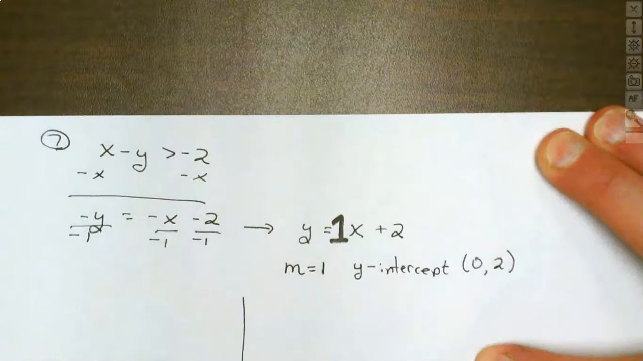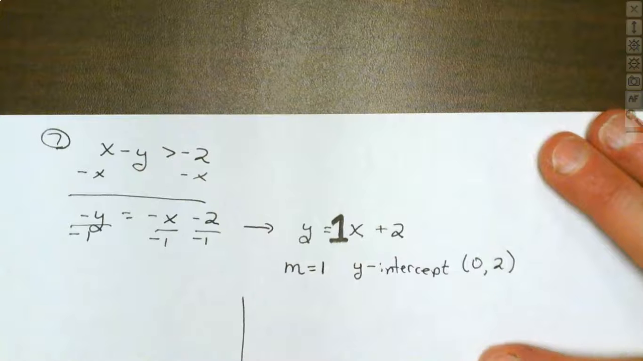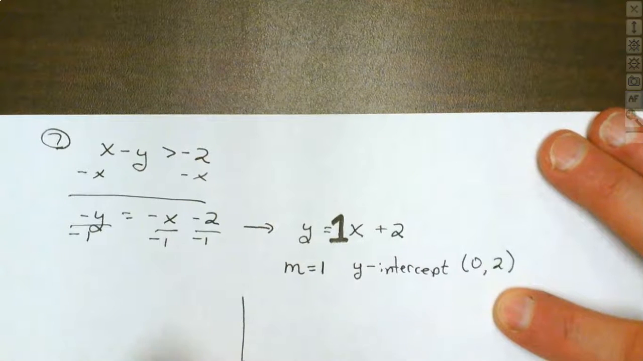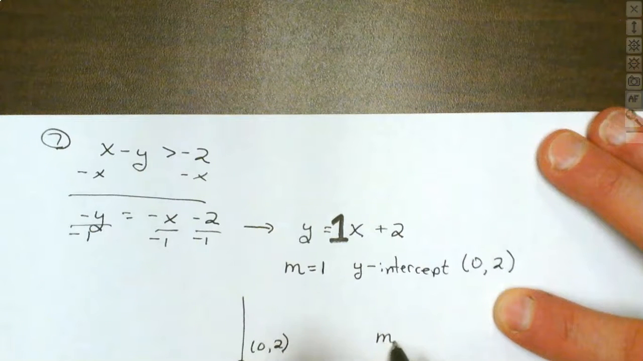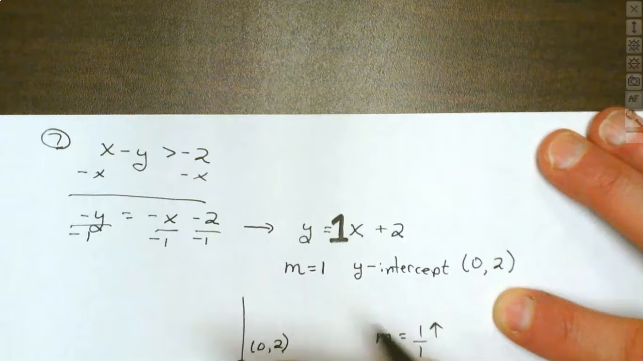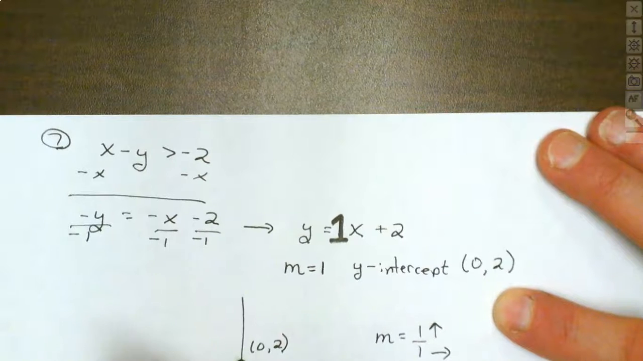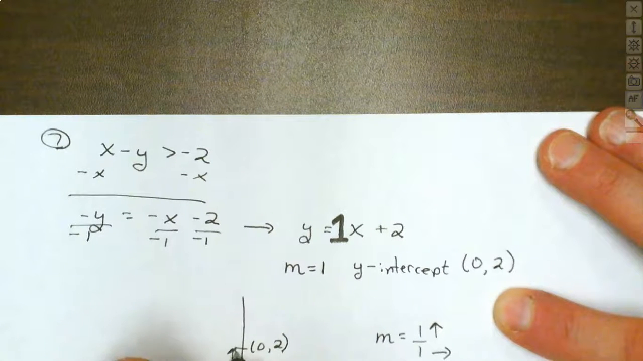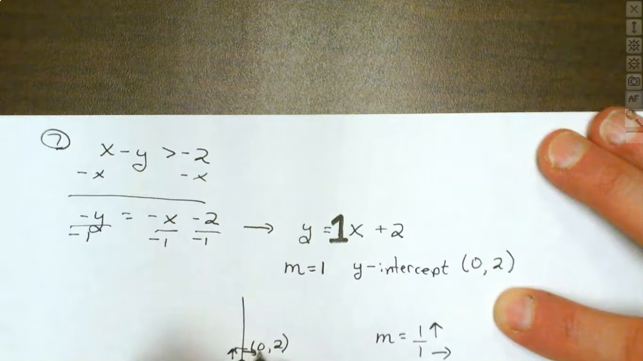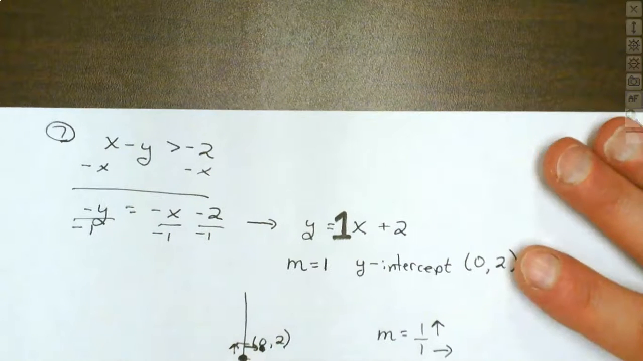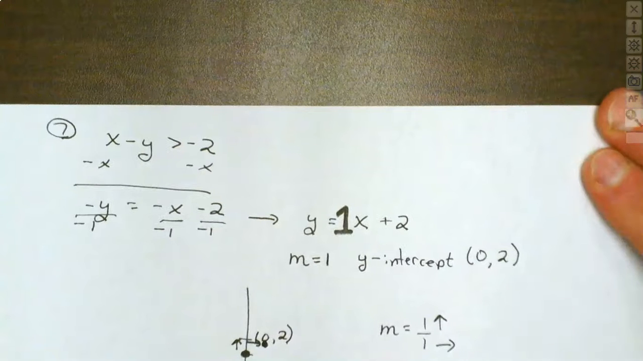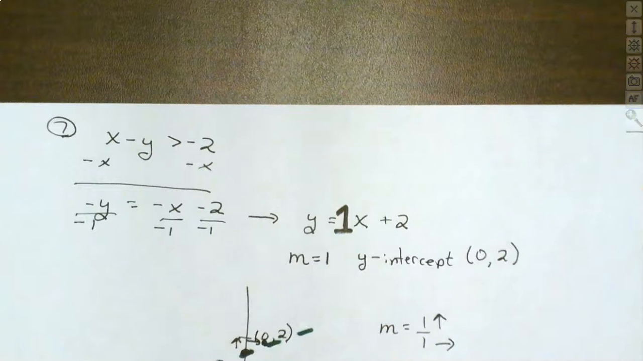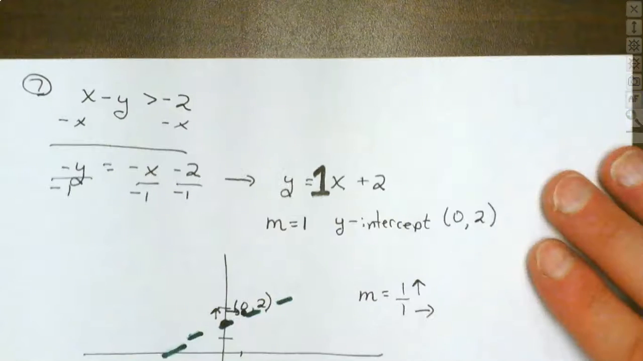Now we'll graph it. We'll start at 2, up, so that's 0, 2. My slope is 1 over 1. So up 1 and over 1. So this is where we start. We go up 1 and we go over 1. Make our new dot. And we're going to go ahead now and use a dotted line. Why? Because it is strictly greater than. So there's our dotted line there.